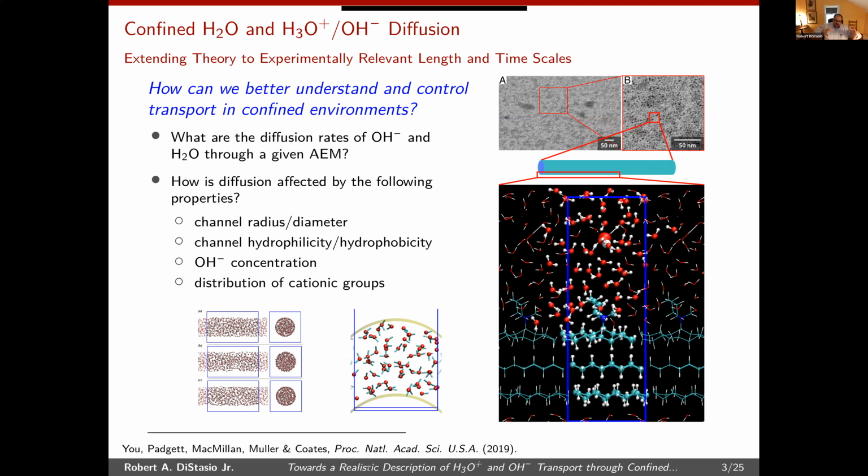Also, these anion exchange membranes have cationic groups distributed throughout them. How does that affect diffusion, et cetera, et cetera? So really hard problems, and of course, really interesting problems of fundamental and applied nature. Right, so let's take a look at that in a little bit more detail.